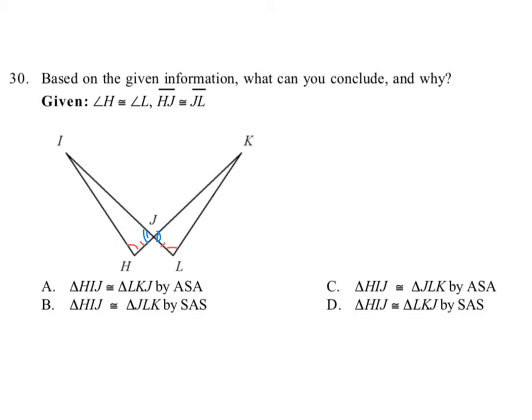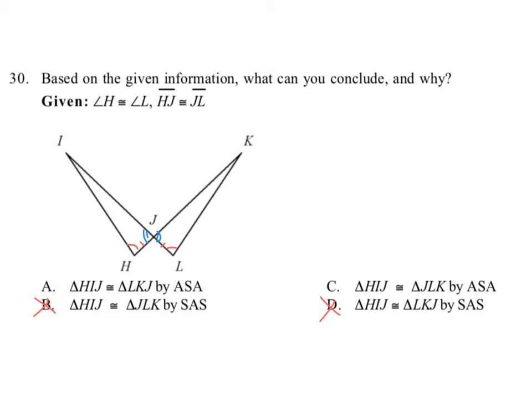Through angle, side, angle. So let's first eliminate the ones that we know are not true. We have angle, side, angle congruence. So let's cross out B and D. It's not side, angle, side. It's angle, side, angle.